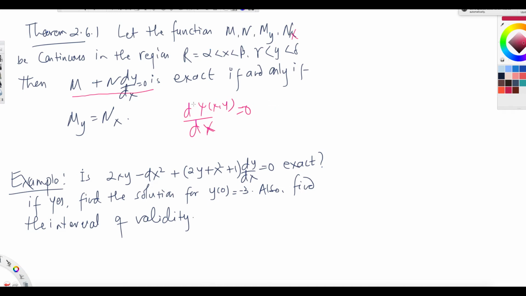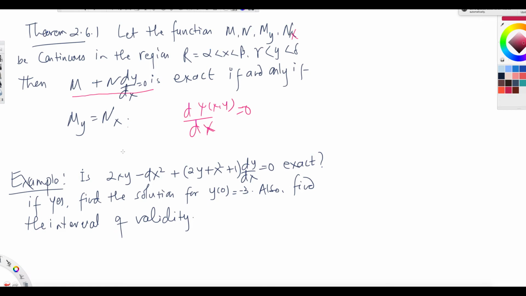Okay, so the easier way to check the exactness of a differential equation is that the derivative of M with respect to y must be equal to the derivative of N with respect to x, partial derivatives. Okay, when you find the derivative of M with respect to y, you consider x as a constant. Similarly, when you find the derivative of N with respect to x, you need to consider y as a constant. Okay, so this is what the theorem says.